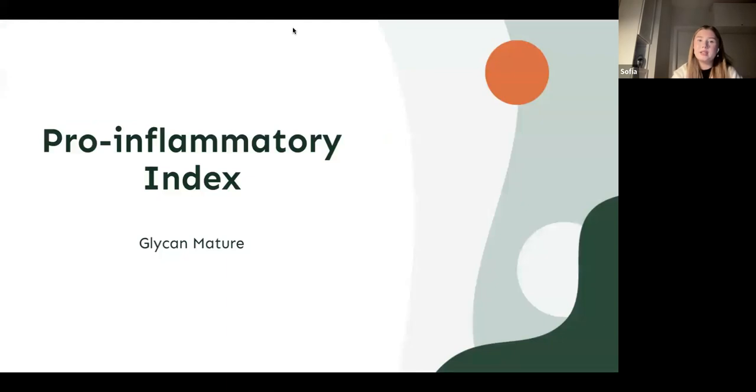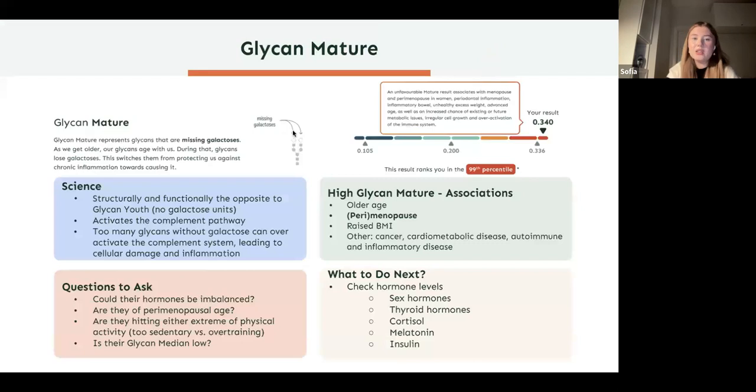So next, let's move on to the pro-inflammatory index, which is glycan mature. Glycan mature doesn't have galactose at all. This is the shortest glycan that we already talked about, and this is the shortest glycan that you can have.